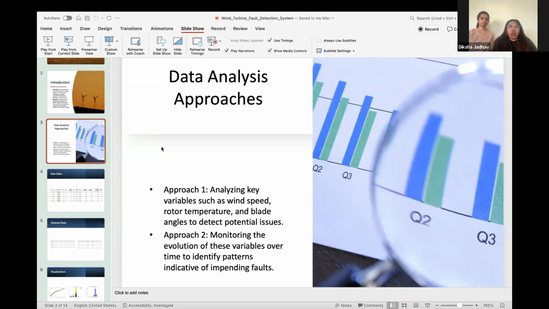The second approach we used was time series monitoring. By analyzing how these variables change over time, we identified patterns and trends that might indicate early signs of failure. For instance, a gradual increase in rotor temperature combined with abnormal blade angle could signal a potential mechanical issue. For a real-time example, fluctuations in wind speed can lead to stress on the rotor, which might cause overheating over time. Monitoring these variables in conjunction with others helps us identify issues early.